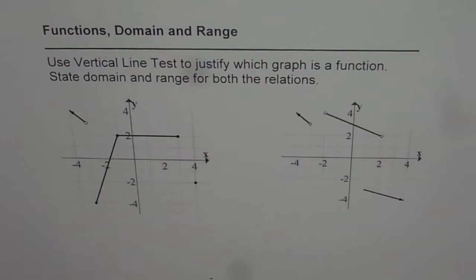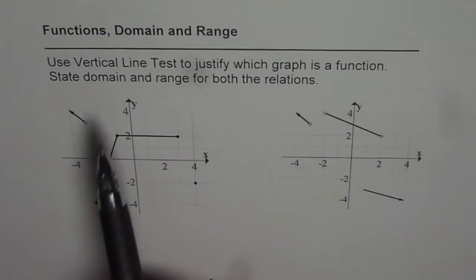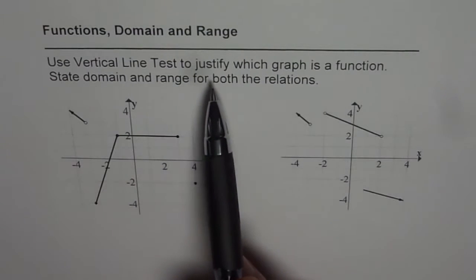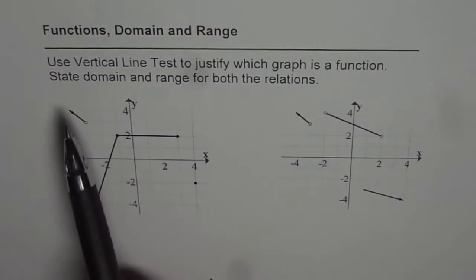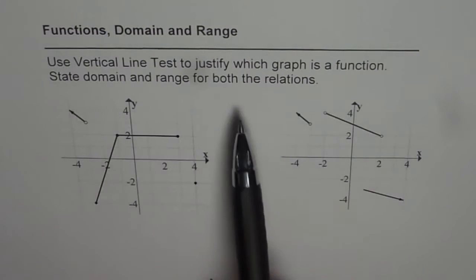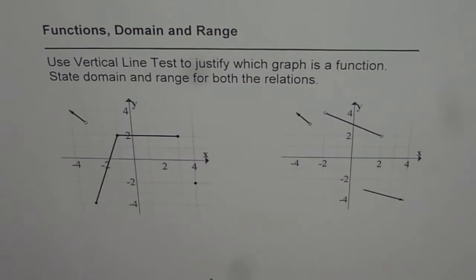Functions, domain and range. This is a very interesting example. I'd like you to read the question, pause the video, answer, and then look into my suggestions. The question is, use vertical line test to justify which graph is a function. State domain and range for both the relations.